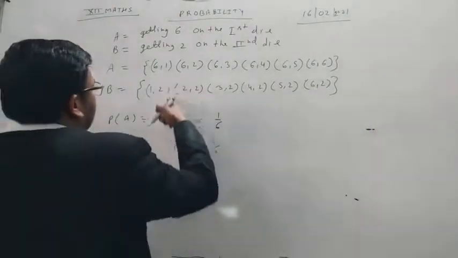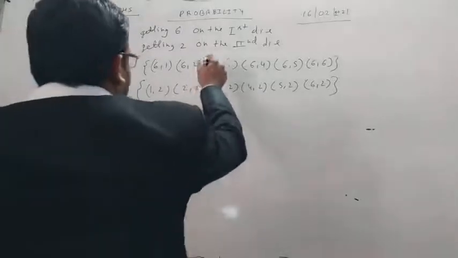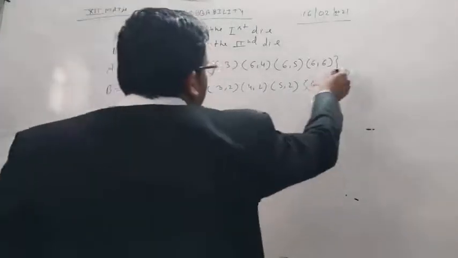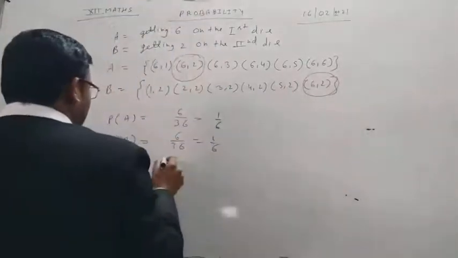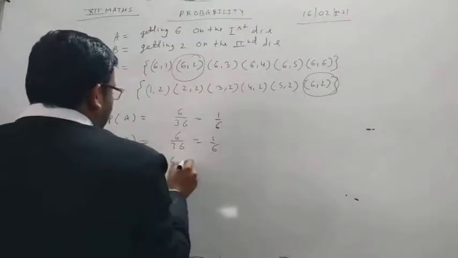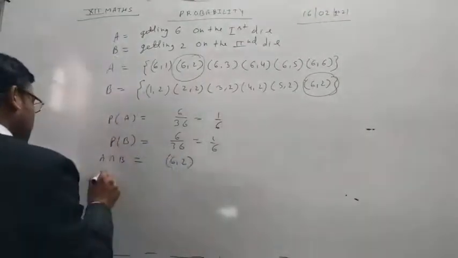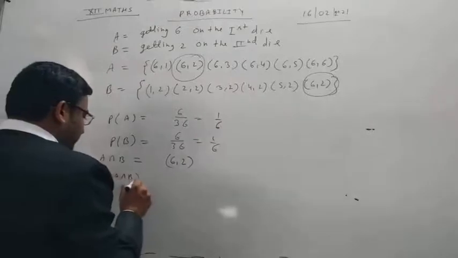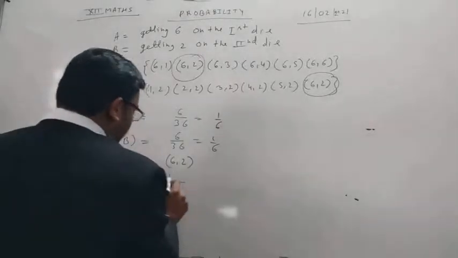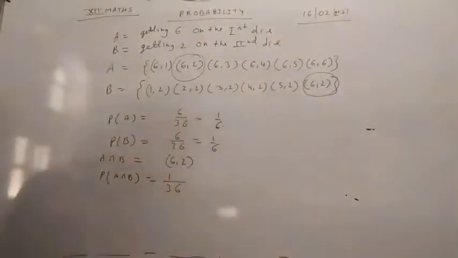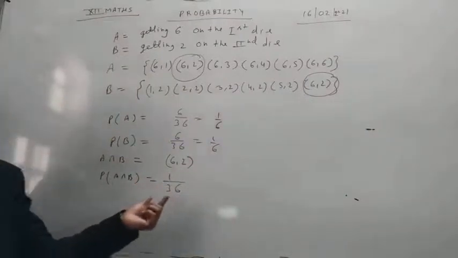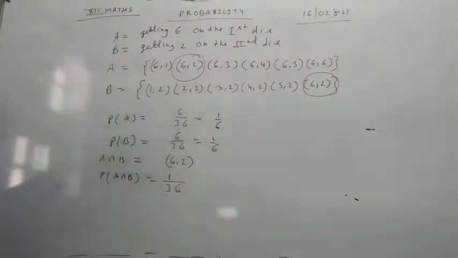So for A intersection B, students, look at this: 6 2 is in both. So the common event is only 1, students. So probability of A intersection B is 1 by 36. Okay students, so we are getting the probability of A intersection B as 1 by 36.